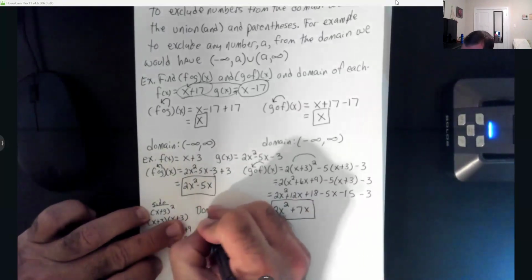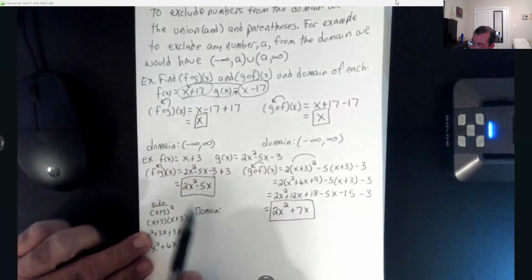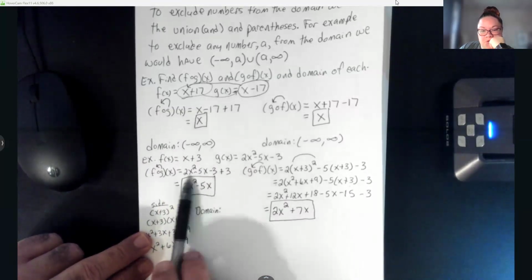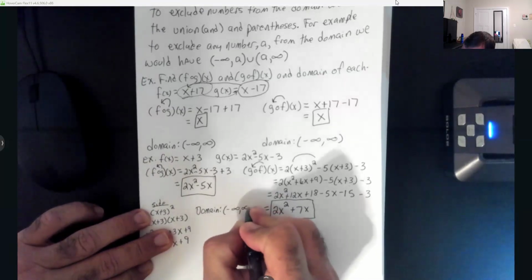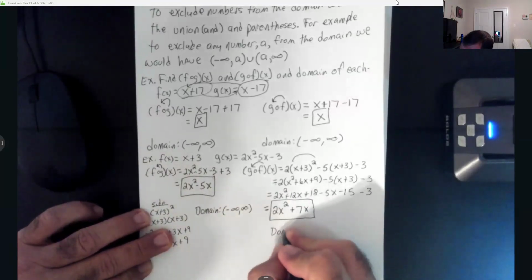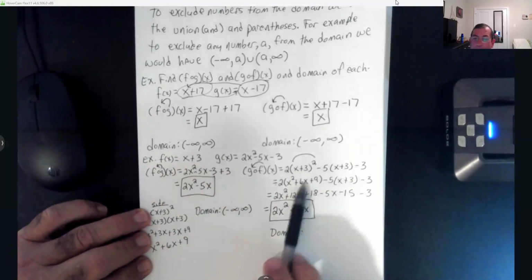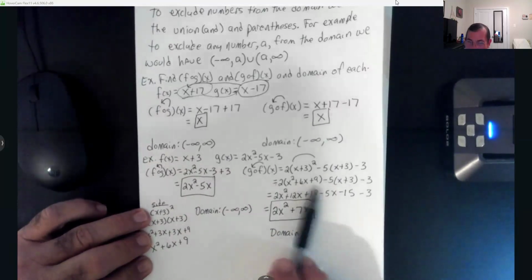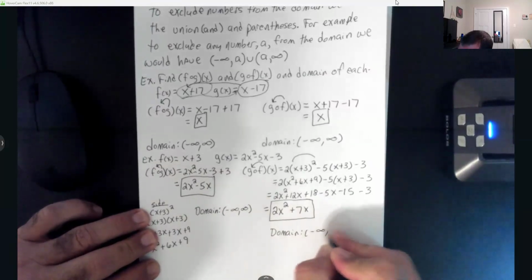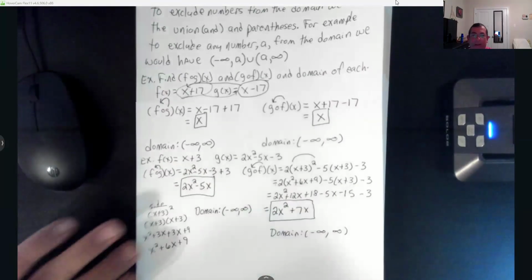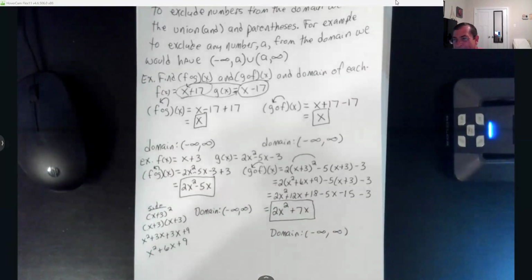So how about my domain for f composed g? All real numbers, because y'all, there's no fractions in this. So that's going to be negative infinity to infinity. So how about the domain of the other one? Yeah, we got a lot of foiling and stuff, but we don't have any fractions again. So once again, that will be negative infinity to infinity. But y'all do realize they're not going to give me everything like that, right?